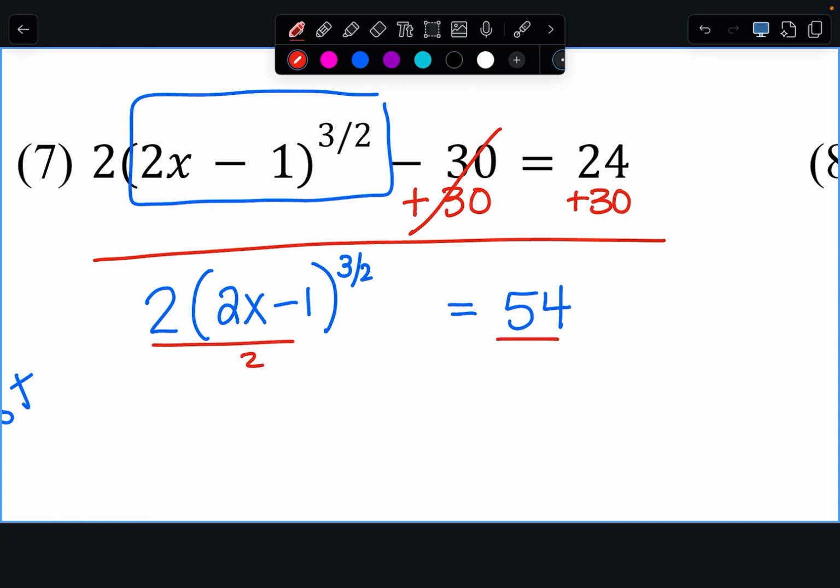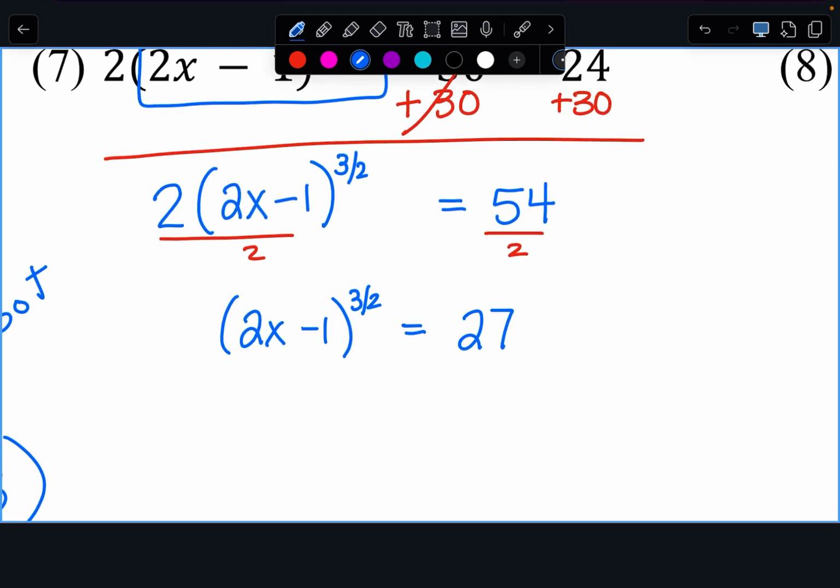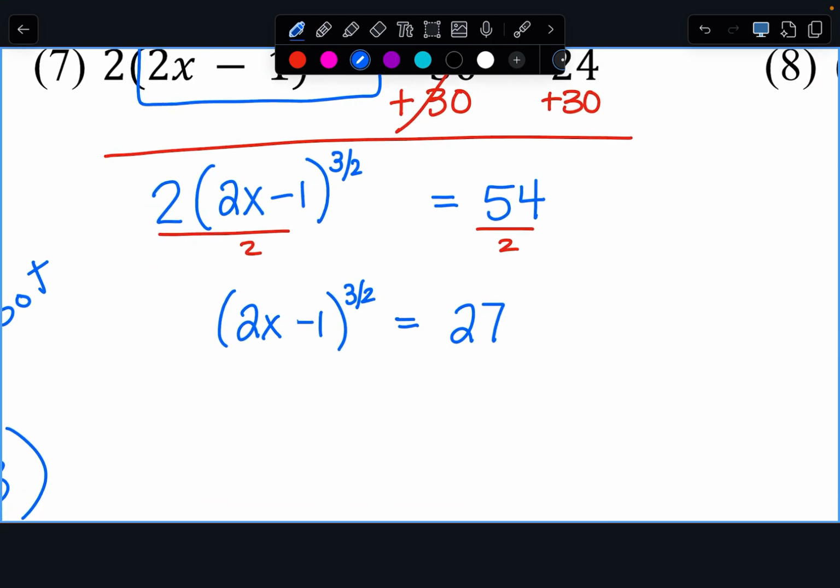So 2x minus 1 to the 3 over 2 equals 27. Now that I have the stuff with an exponent by itself, I'm gonna do the reciprocal exponent.